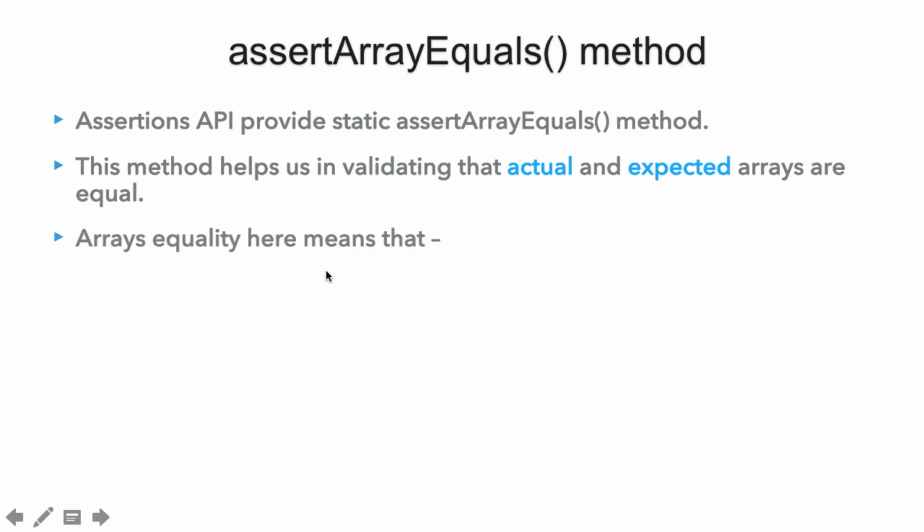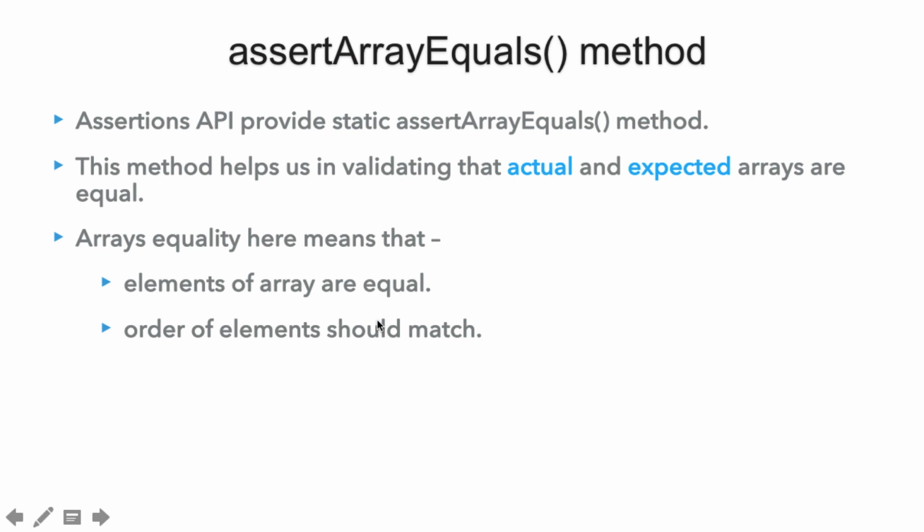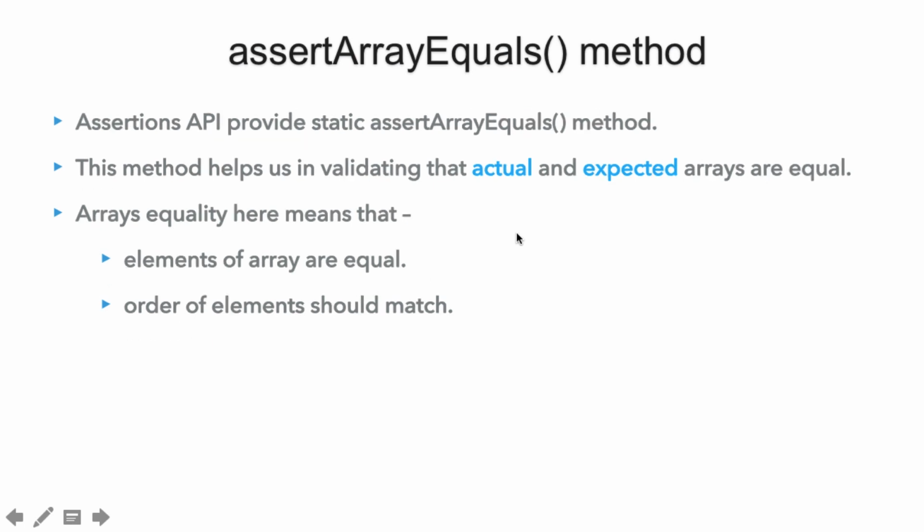By array equality we mean that the elements of the arrays are equal, the order of elements should match, and also the number of elements should match. So friends, let's suppose we have two arrays and both have a few elements. When we use both arrays in the assertArrayEquals method, it checks that each element of the arrays is equal, the order of elements matches and the number of elements matches.